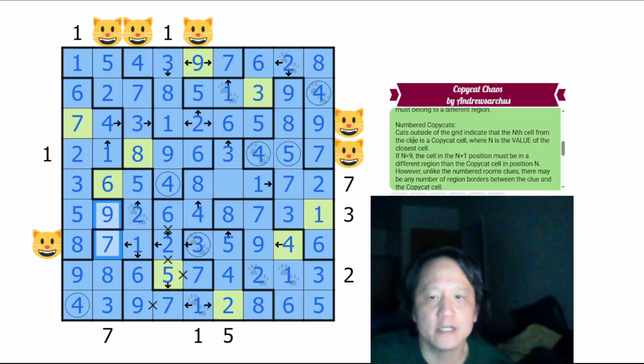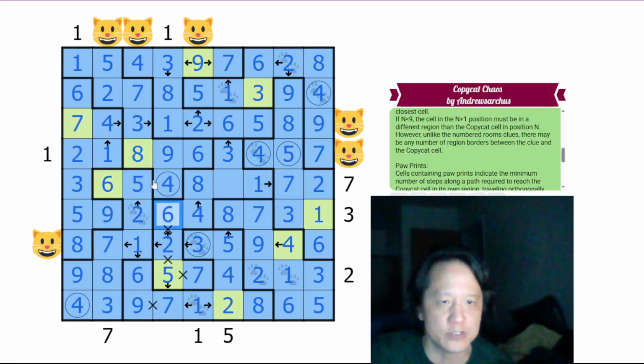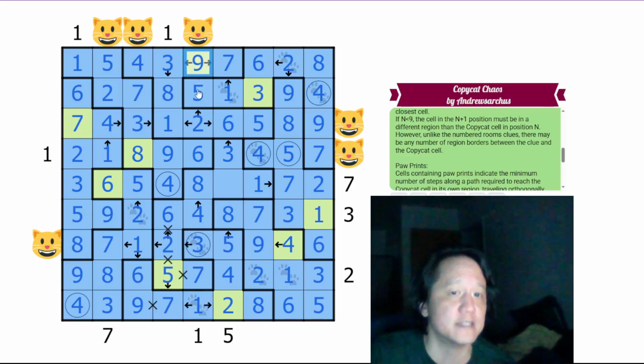Cats outside of the grid indicate the nth cell from the clue is a copycat cell, where n is the value of the closest cell. And if n is less than 9, the cells in the n plus first position must be in a different region, but that doesn't say anything about the number of region borders between the clue and the copycat clue. 5 is value. That's saying the copycat cell is in the 5th cell, which it is, and then these must be different regions. 4 value, saying copycat is in the 4th cell, which it is, and then it must have a border here. This is copycatting value 1, which is saying copycat is in the first cell, which it is, and then there's a border there.